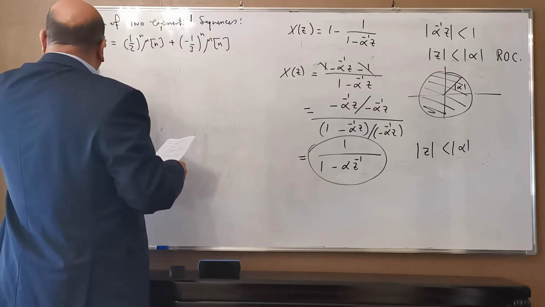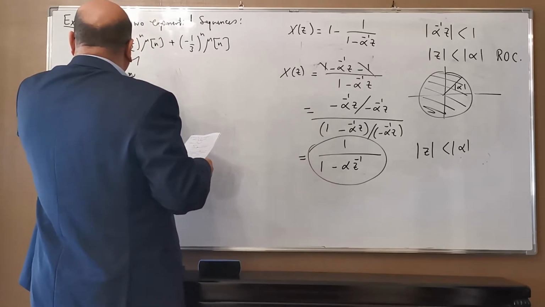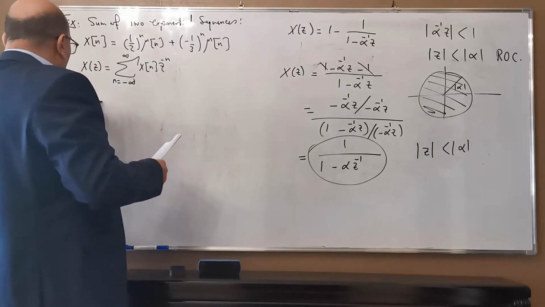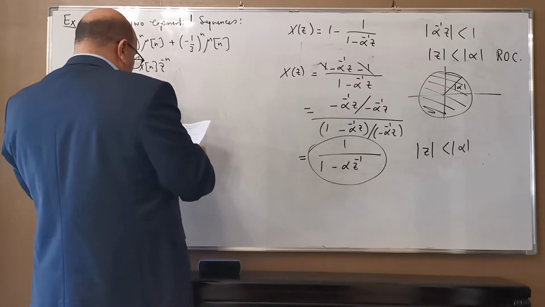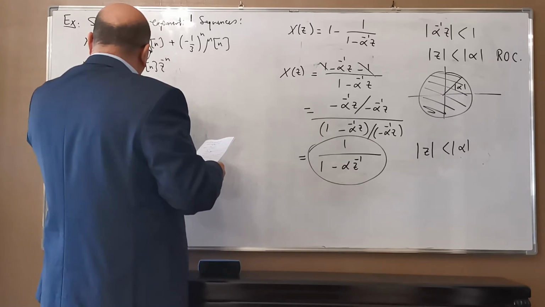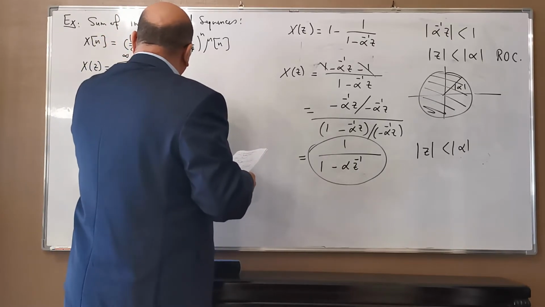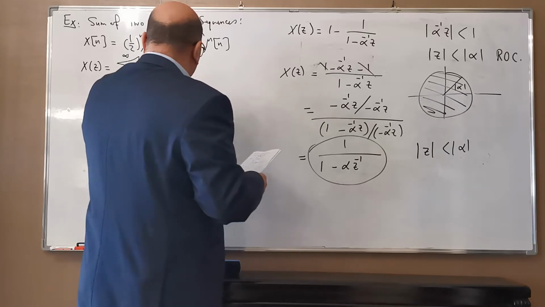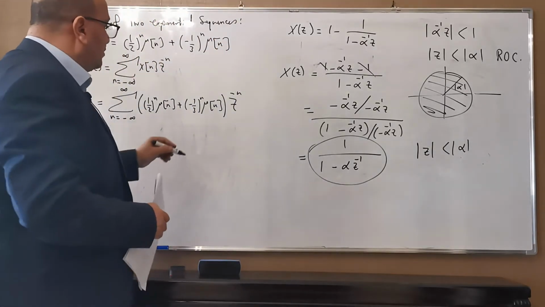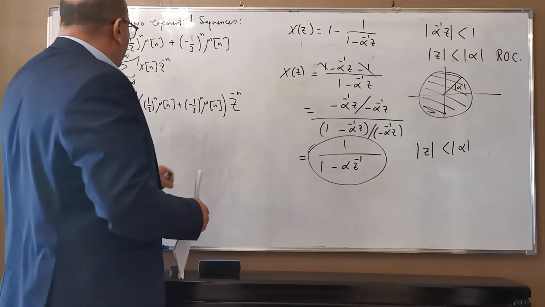So our x of z, by the definition, is the summation from n equals minus infinity to infinity, x of n, z to the minus n. And we will apply this summation from n equals minus infinity to infinity, 1/2 to the power n mu of n plus minus 1/3 to the power n mu of n times z to the minus n. So this is my x of n, z to the minus n.